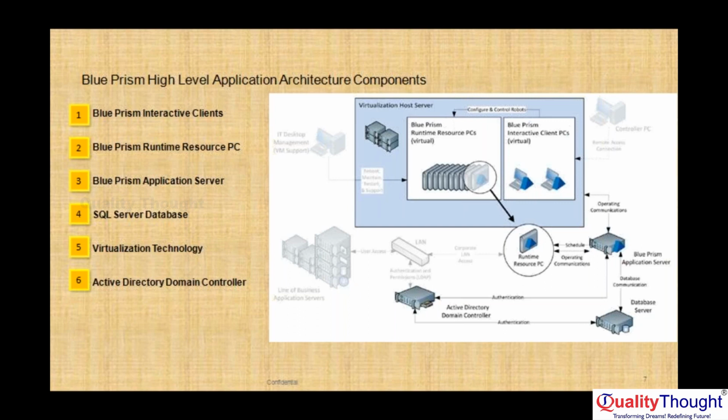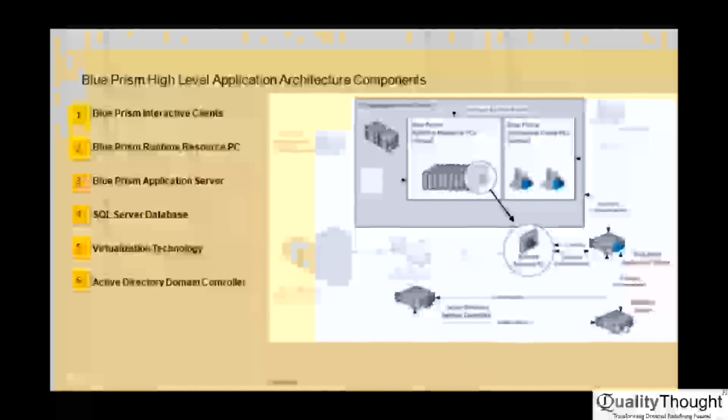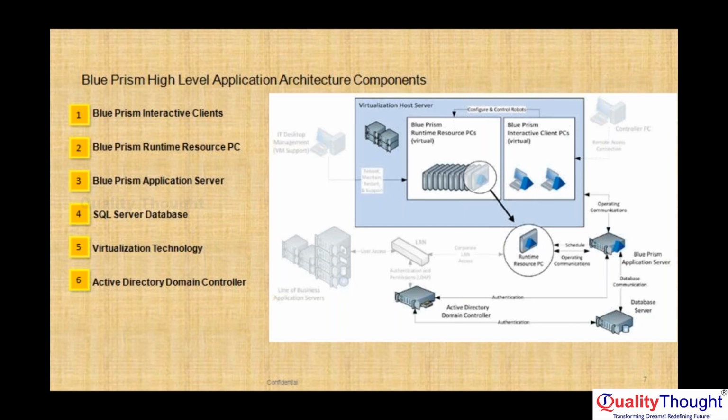So next question. If you have 100 bots integrated to one control room, then one application server is enough. If you have more bots, more transactions and more control rooms, then you need to maintain more than one application server. It is based on the number of bots: how many control rooms are required, and how many application servers are required based on the bots, and their transactions and load.